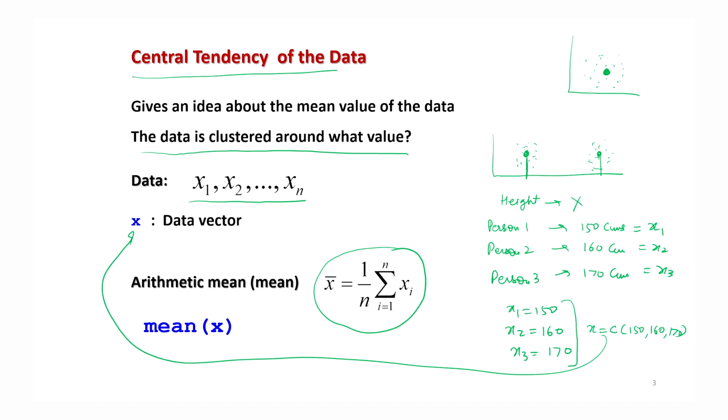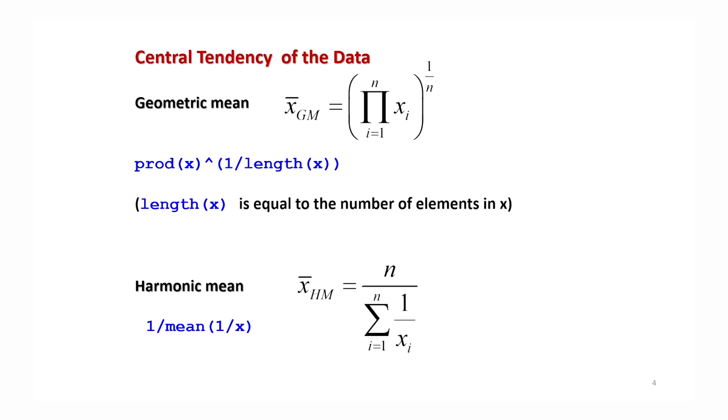The next question is, if you want to compute the arithmetic mean in our software, how are we going to do it? So the command here is mean, and inside the parenthesis you have to write x, the data vector. Similarly, we know that there are some other types of means like geometric mean and harmonic mean. They are used under different types of conditions depending on the objective of the study. I'm not going into that detail, but I want to show you how you can compute them.